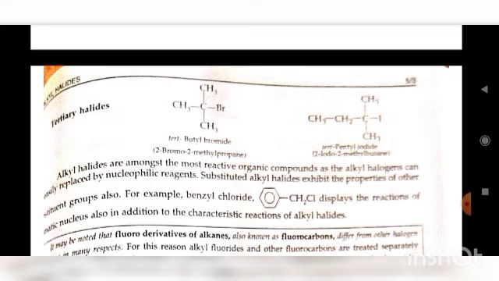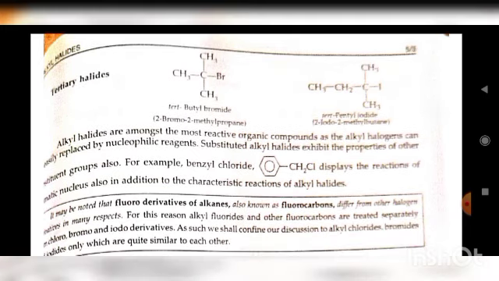Alkyl halides are amongst the most reactive organic compounds, as the halogen can be easily replaced by a nucleophilic reagent. Substituted alkyl halides exhibit the properties of the other substituent groups also. For example, benzyl chloride displays the reactions of the aromatic nucleus also, in addition to the characteristic reactions of alkyl halides.